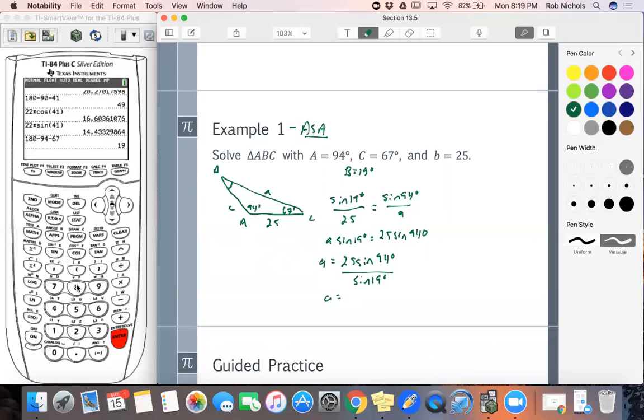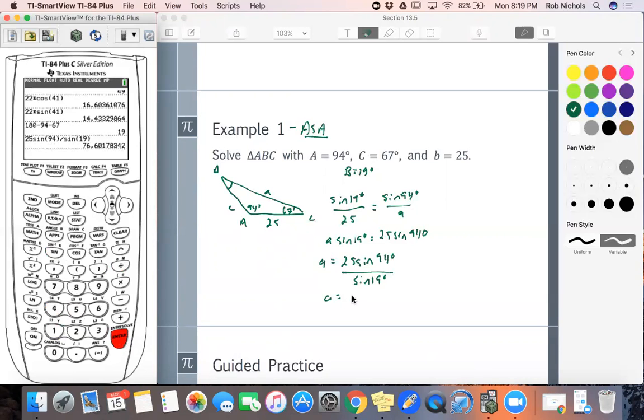So A is equal to something. Let's go ahead and type that in: 25 times the sine of 94 degrees divided by the sine of 19 degrees. And we get 76.6.